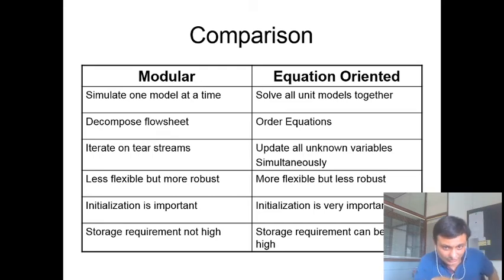Here it will be iterating on a tear stream, whereas here all the unknown variables are updated simultaneously. So if there are 5, 6, 7, 8, they will be for the entire flow sheet, all design specifications and everything will be updated simultaneously. It is less flexible but more robust. That means you don't have flexibility, but the solution is guaranteed, so it's robust. Here it's very flexible, but if you commit a blunder, the solution is not there for you, so it's not guaranteed. Here the initialization is important.